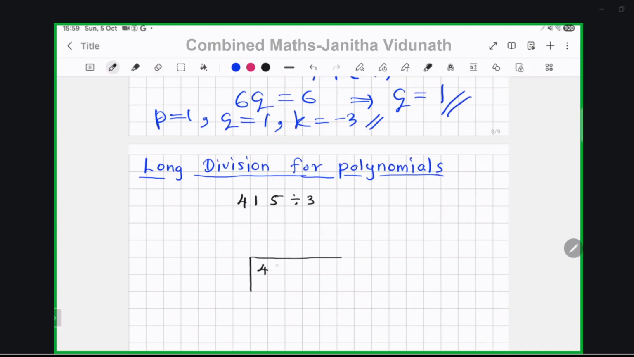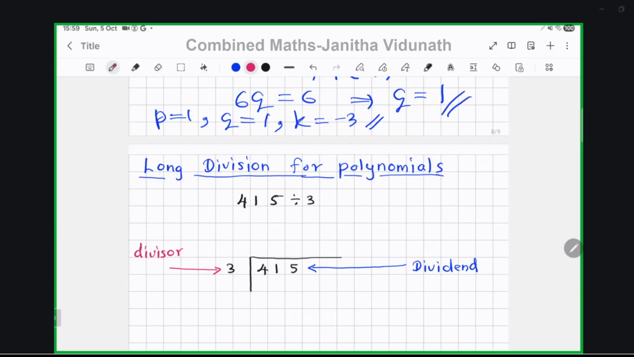Inside we write 450. We give a name for this number as dividend. I think you already know those terms in your O levels. Then we divide by 3. We give a name for this number as divisor. This is the divisor.